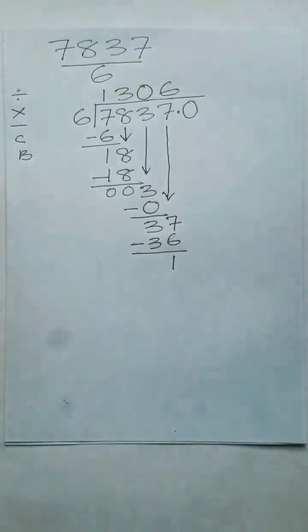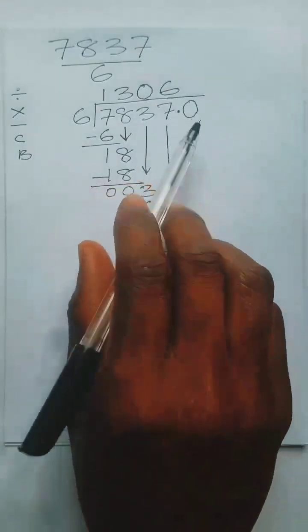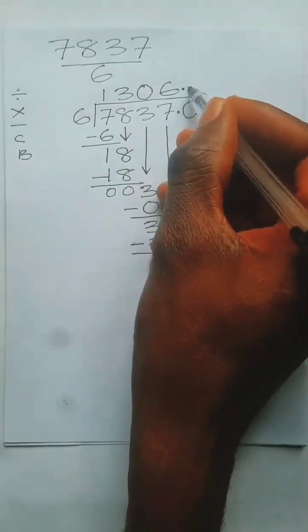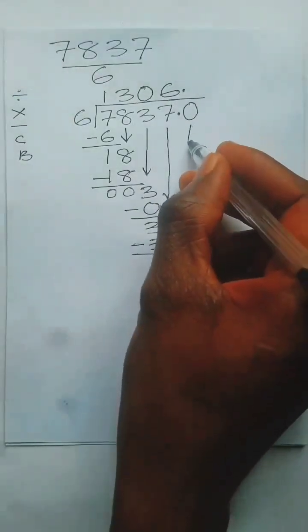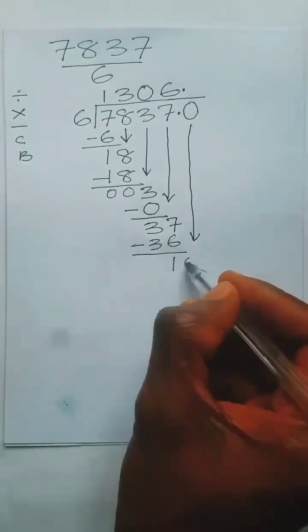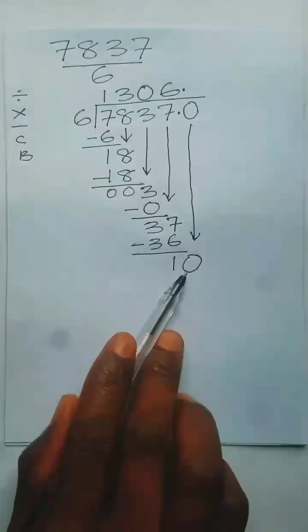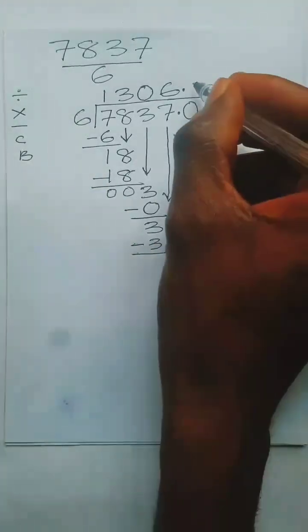Remember, if I say 2, 2 means 2.000000000. The 0 goes on. So 7,837 is actually 7,837.0000. Because I've put a decimal point there, my point reflects here, and then I bring down the 0 here, and then I have 10. 10 divided by 6 is 1.